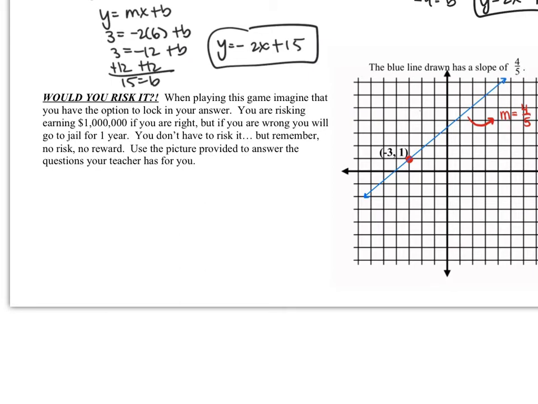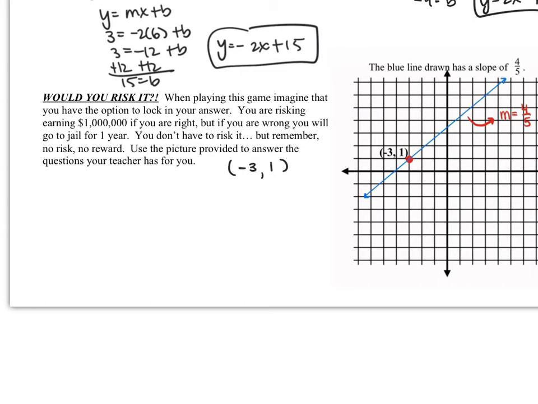The next question I'm going to ask you is, what is an ordered pair in XY format that lies on the line? And think about if you would risk it. Hopefully you said (-3, 1), because that's a point right here. And if you risked it, maybe you're up to a few $1,000,000 by now.